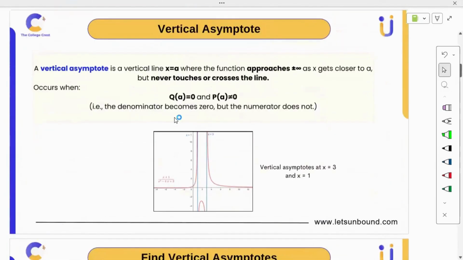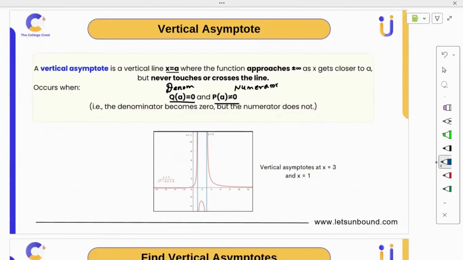Now, a vertical asymptote is a line in the form x equals a, where the function approaches plus or minus infinity. So when it tries to approach a point, it will suddenly go to positive infinity or negative infinity. Such a position is called a vertical asymptote. And it will occur when q of a is 0. Q of a means the denominator is 0 and your numerator is not 0. They can't be simultaneously 0. Got it? So that's it.